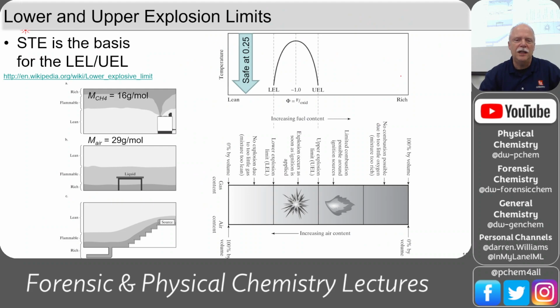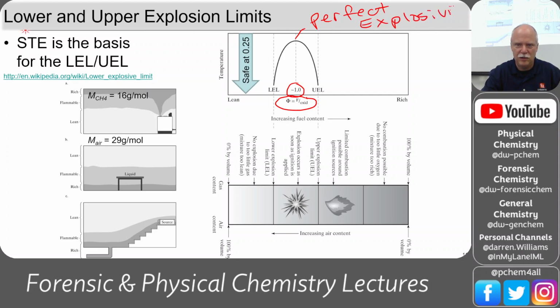Okay, so this phi is that fuel over oxidant. If it's 1, okay, that's when you have this explosivity limit. So perfect explosivity. And I'll say risk, right? That's when you're at the most risky.